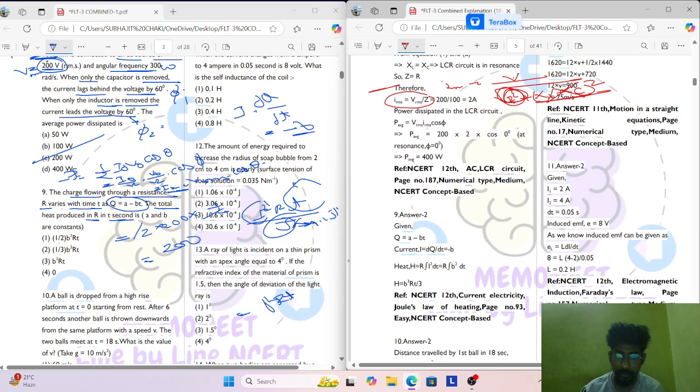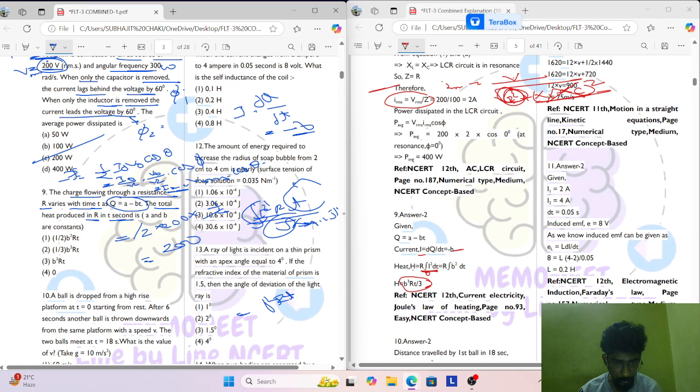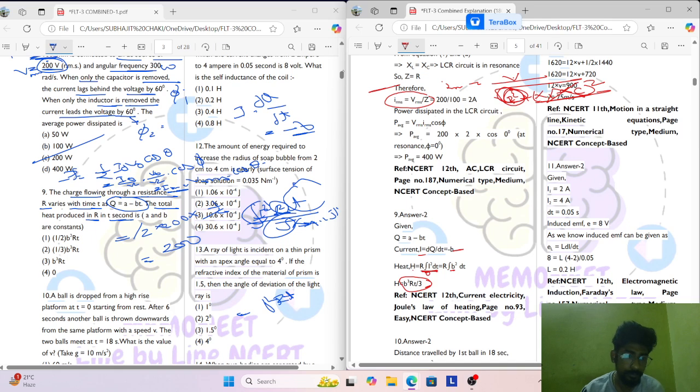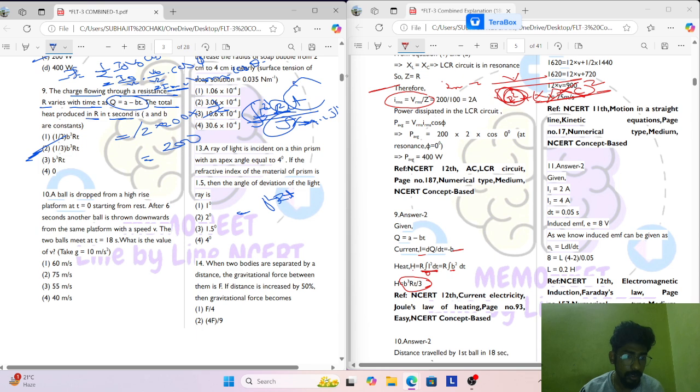I equals dq by dt, so put H equals R I square dt, right? For this we have to do integration, because the time is changing, so we have to integrate in this equation. Only R is constant here, right? So you will get B cube into RT by 3. Therefore option number 2 will be the correct option here.